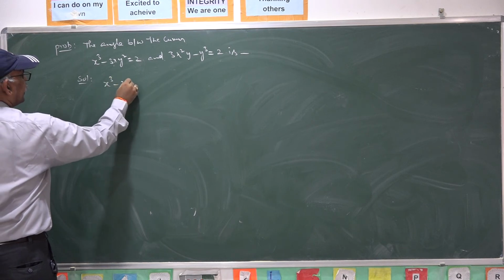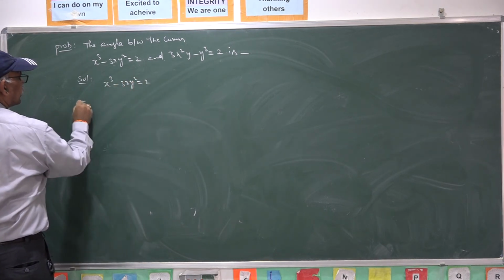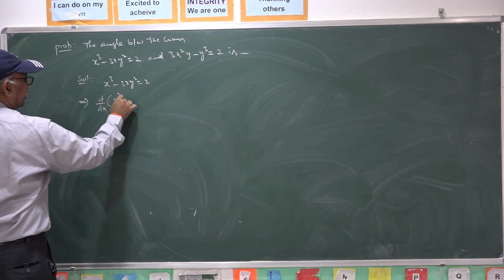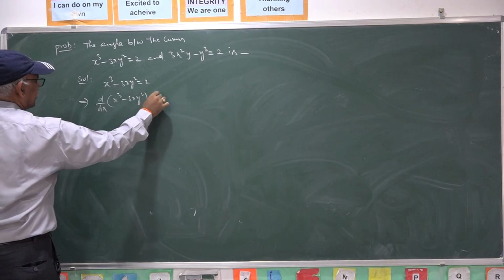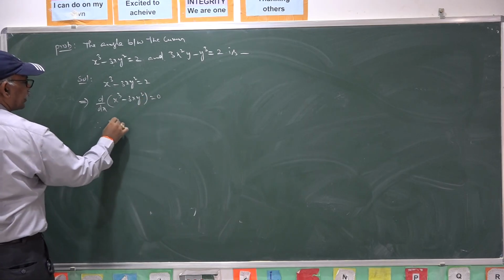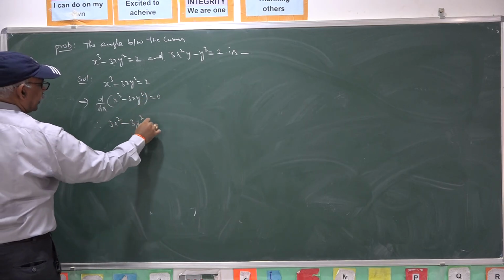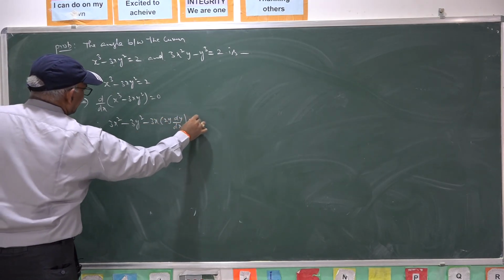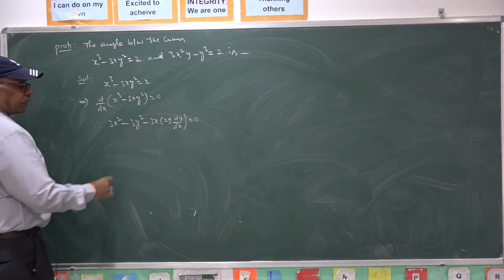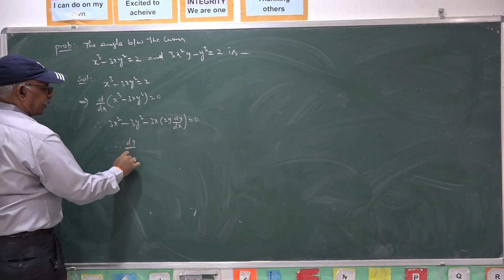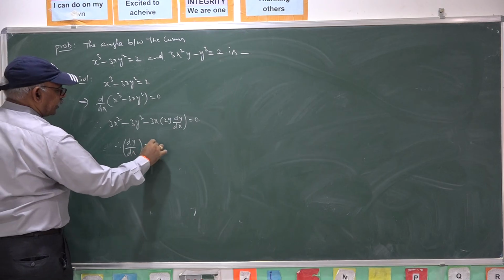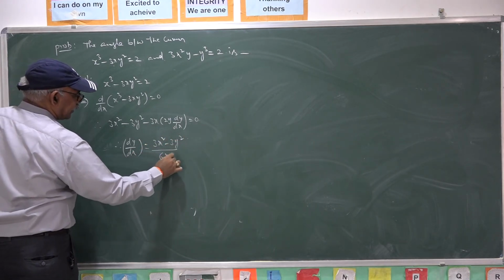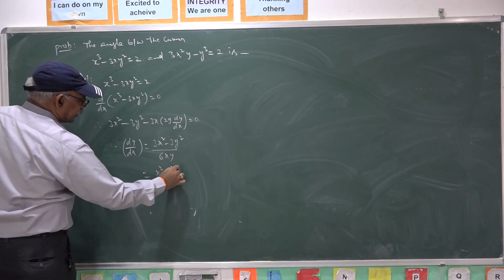x cube minus 3xy square equal to 2 implies, taking derivative on both sides, 3x square minus 3y square minus 3x into 2y dy by dx is 0. So, collecting dy by dx terms, dy by dx equal to 3x square minus 3y square by 6xy, which is x square minus y square by xy.